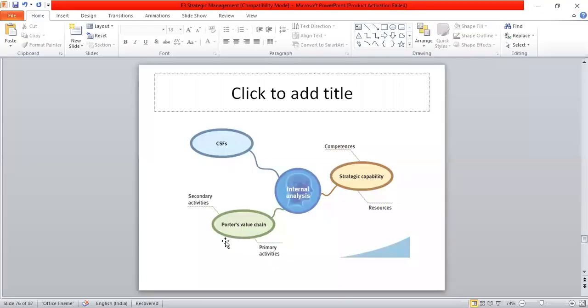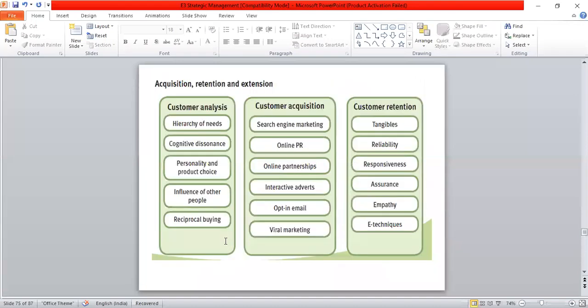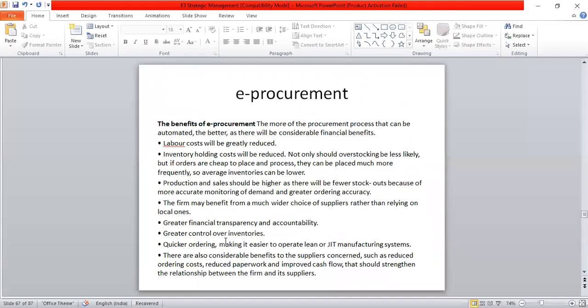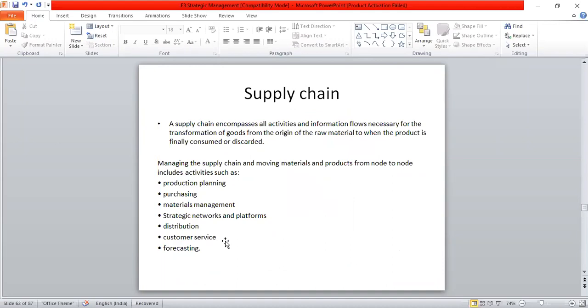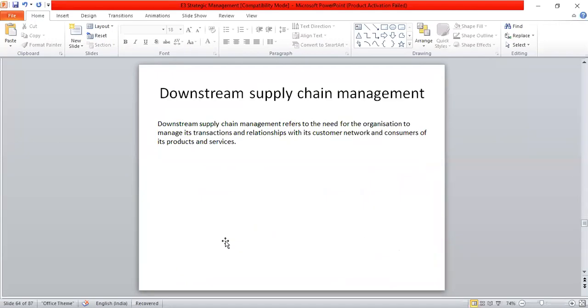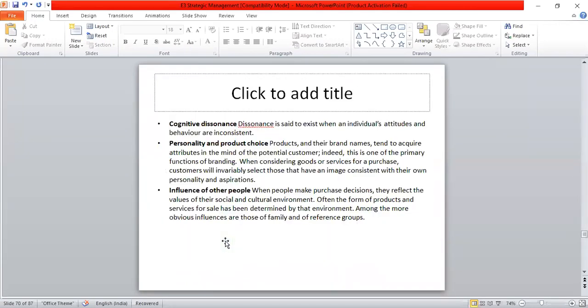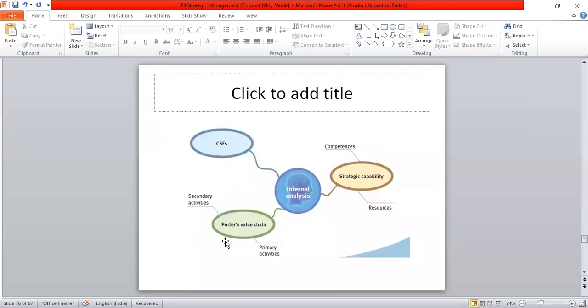Then we have the next topic about the internal analysis. The recent one we have done is strategic networks and platforms, about the customers and the suppliers. So these are external stakeholders. Then coming down to the internal analysis, questions 11 and 12.